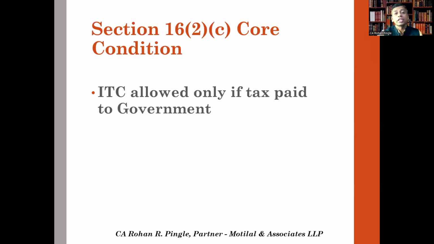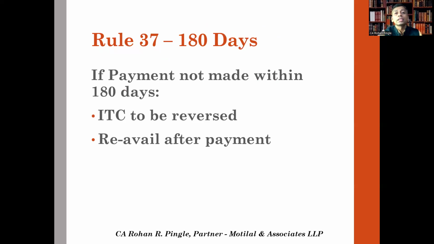Let's understand Section 16(2)(c), which is the core condition. ITC is allowed only and only if tax is actually paid to the government treasury. This is the most dangerous condition in GST, because you cannot control the supplier, but you suffer the consequences if the supplier defaults. So this creates compliance risk, litigation risk, and also cash flow risk. Working capital gets blocked due to non-availability of the ITC.